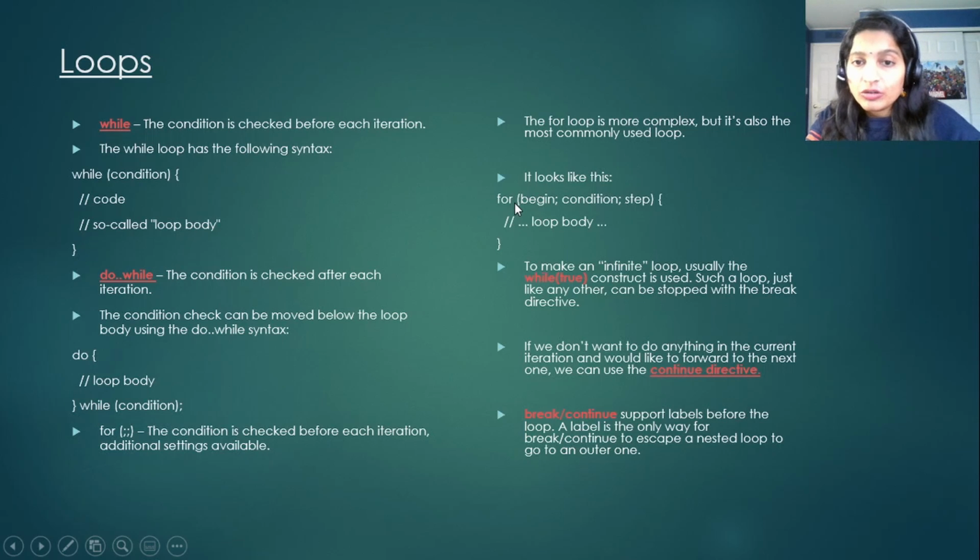So what does for loop look like? There is a begin statement in which there is an assignment of a particular variable, and then there is a condition and the step. Step would be incrementing by 1, 2, whatever it is.